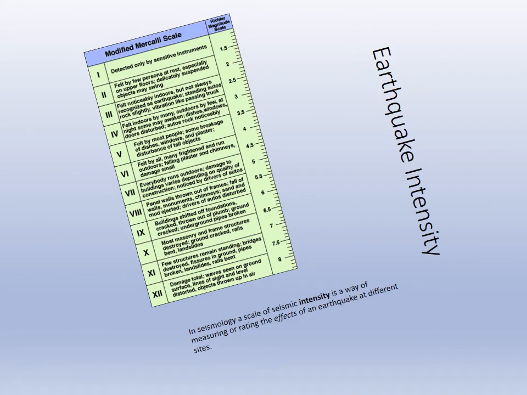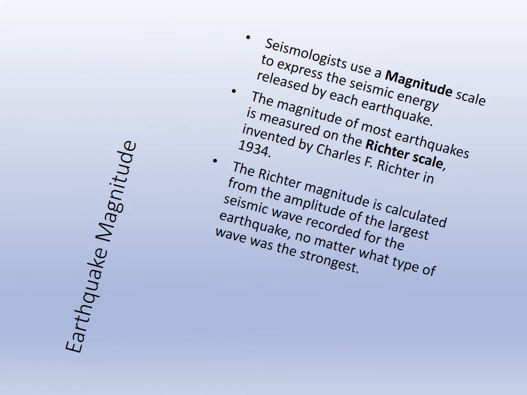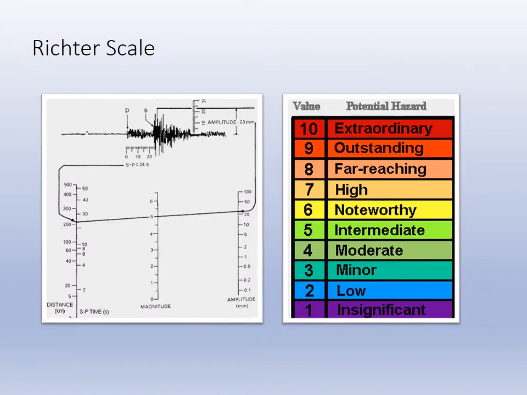Earthquake intensity measures the damage done by an earthquake. We use the Mercalli scale, and there it is listed. Most of you are probably familiar with the Richter scale. Now, the Richter scale, we use a seismograph and a chart to figure it out. This is the chart. You draw a point at the epicenter distance. You measure the amplitude of your seismograph. Then you connect those dots, and where it crosses on the magnitude, that is the Richter scale.